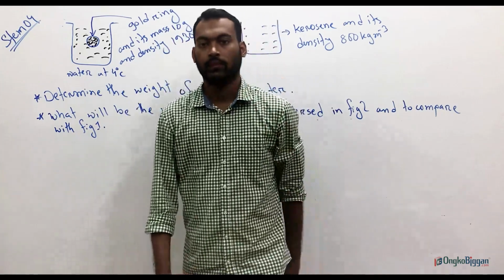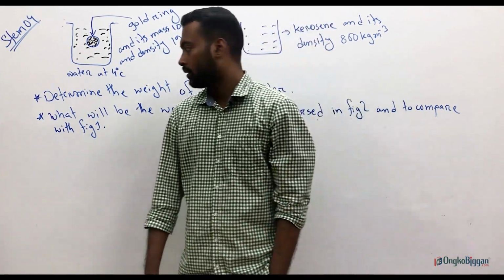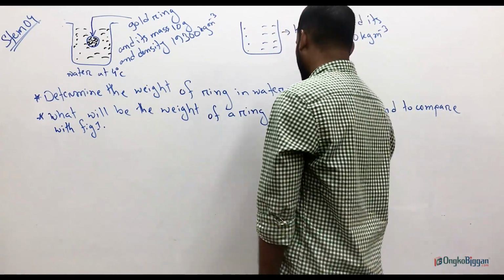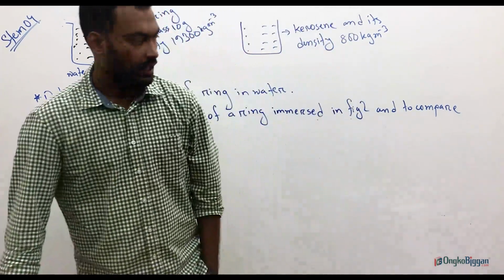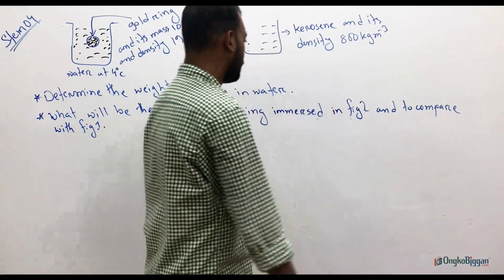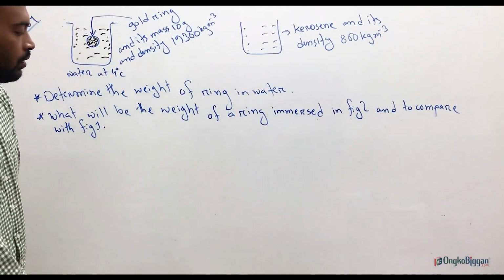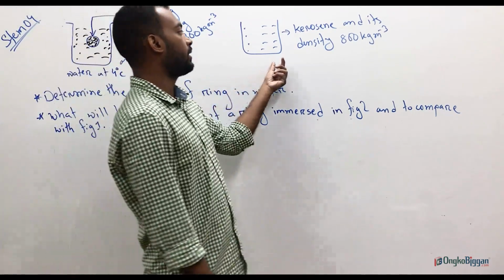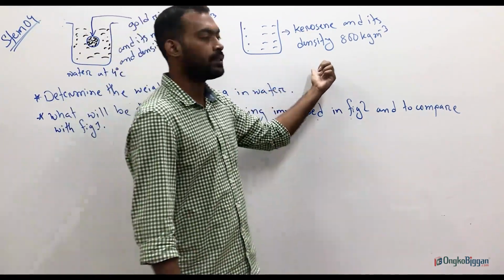In the same question of step number 4, let's see what it says. It says: what will be the weight of the ring immersed in figure 2, and compare with figure 1. Okay, so basically now we have to find for this case. What is the difference in this case?